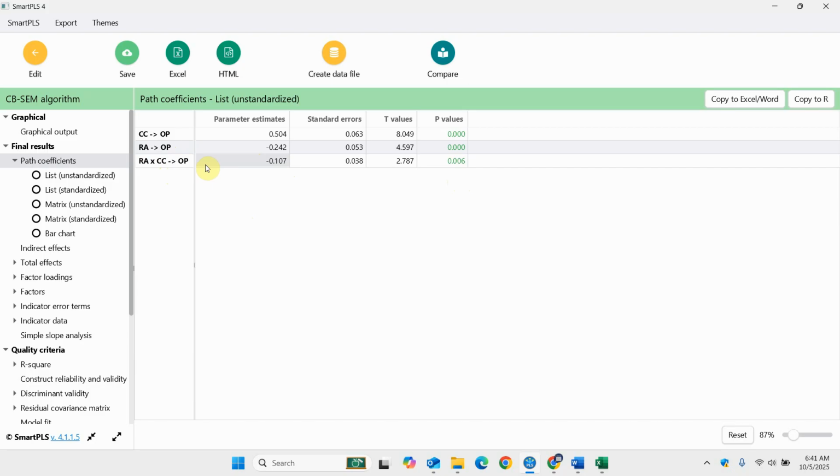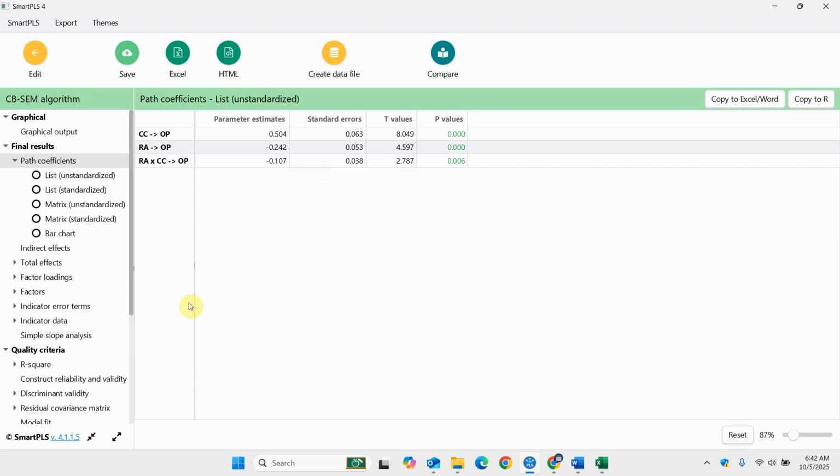Now which relationship is it weakening? It weakens the relationship between CC and OP. And what is the relationship between CC and OP? It is a positive relationship. So here the results show that role ambiguity weakens the positive relationship between CC and OP. This means that role ambiguity negatively moderates the relationship between CC and OP. So the higher the role ambiguity, the weaker the relationship between collaborative culture and organizational performance, and it is significant.